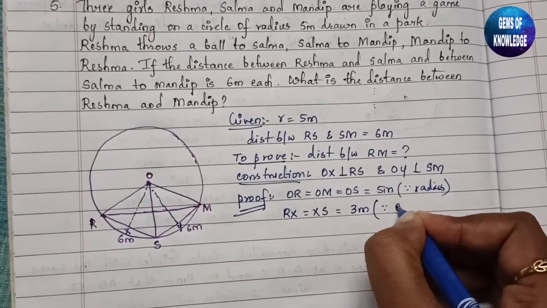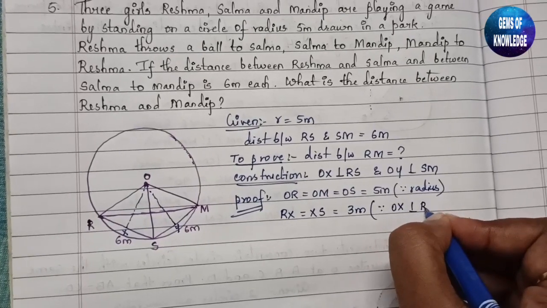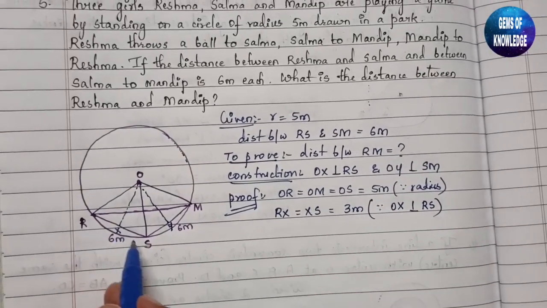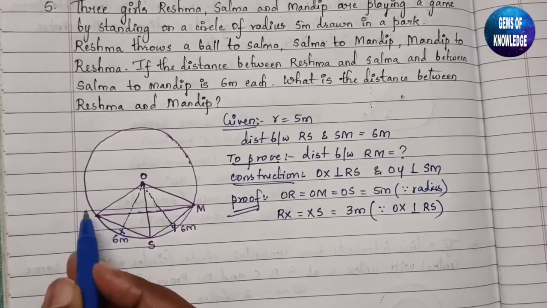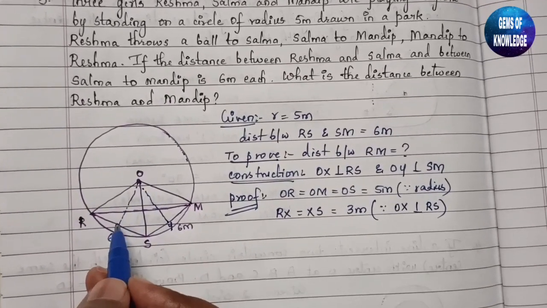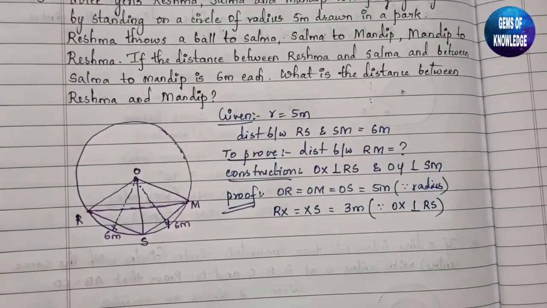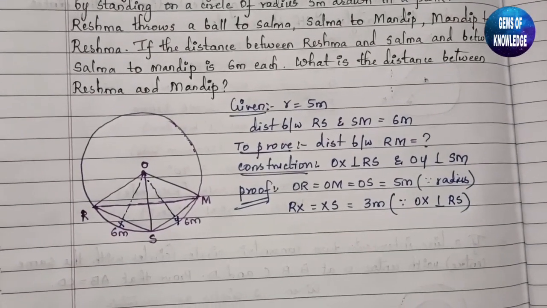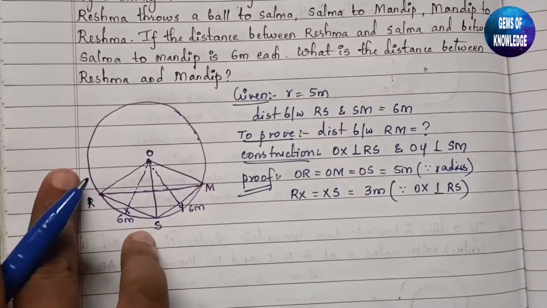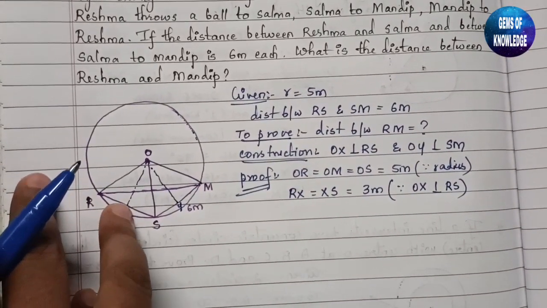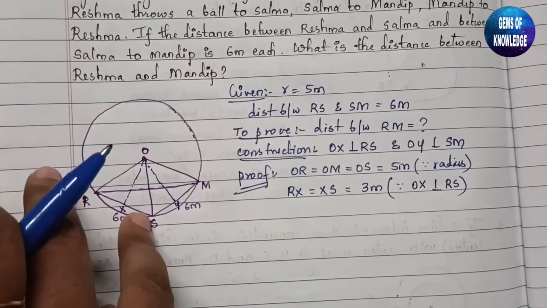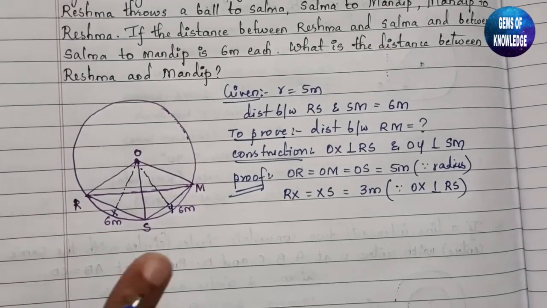Since OX is perpendicular to RS, it is equally dividing this line into two parts. So we will get exactly half of the distance. If this is 6 centimeter, this part will be half, means this is 3 centimeter, this is 3 centimeter. Next we will move on.